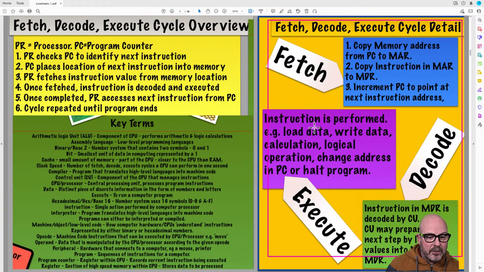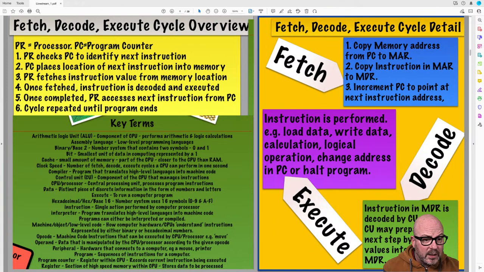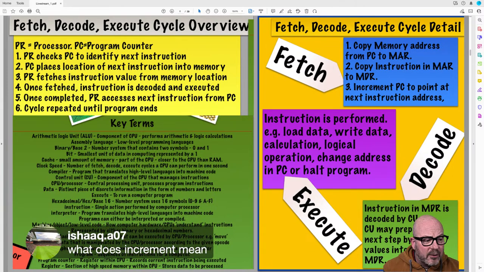We've got a question. Ishak, hang on a second, let me try and get to this. My mouse likes to behave very weirdly on this. Hang on 2 seconds. So you've said to me, what does increment mean? Right, good question.